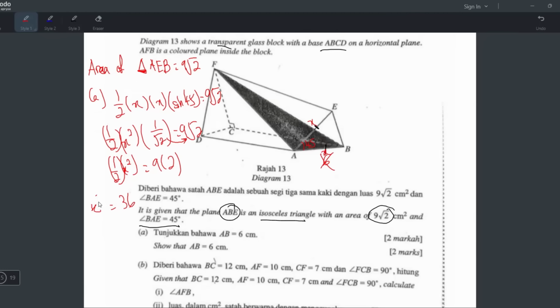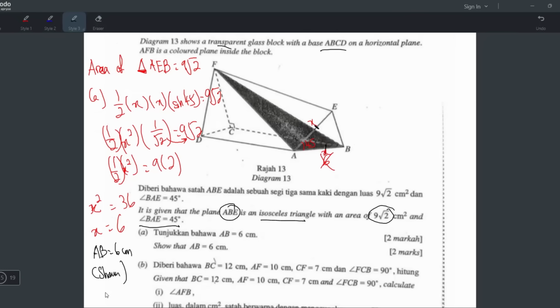So X square is 36. But I'm trying to find X. So square root 36 is 6. Well, actually, when you square root, there are two answers, one positive, one negative. But how can this be negative? Bro, this is cm, a length. There's no negative length. So X is just 6. So now you can say that AB is 6 cm, because X is the AB, right? So after we show that, we just write the word shown.